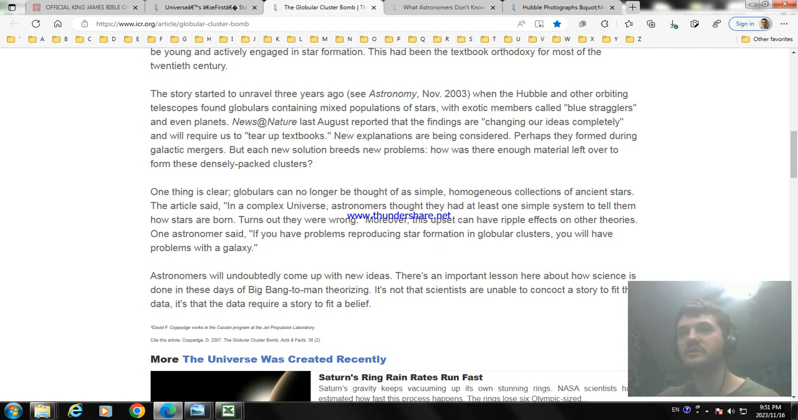And an article said that in the public universe, astronomers had thought they had a simple system to tell them how stars are born. Turns out they were wrong. Moreover, it has ripple effects on theories. An astronomer said, if you have problems with star formation in globular clusters, you have problems with the galaxy.